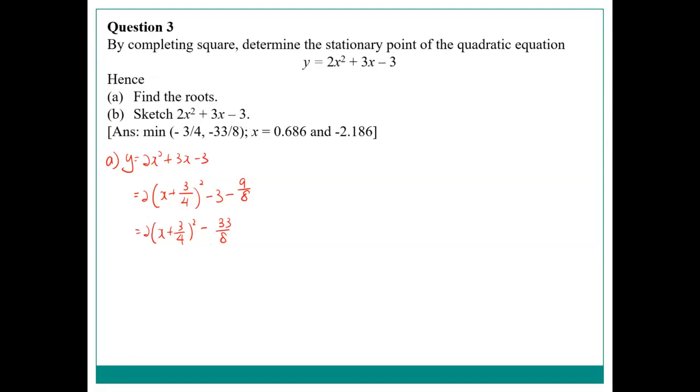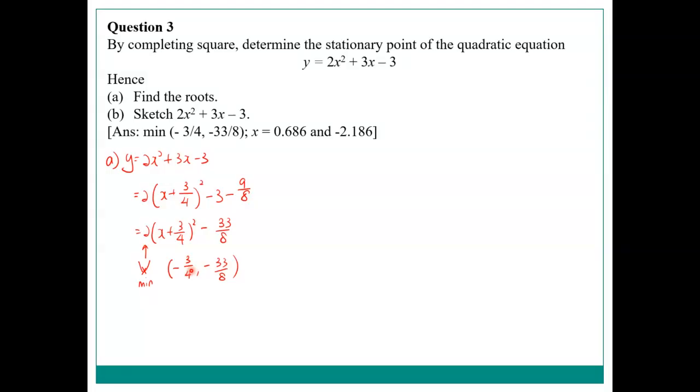Now we can see this is a happy face curve, which consists of a minimum point, and this minimum point is located at (negative 3 over 4, negative 33 over 8). This is the location.